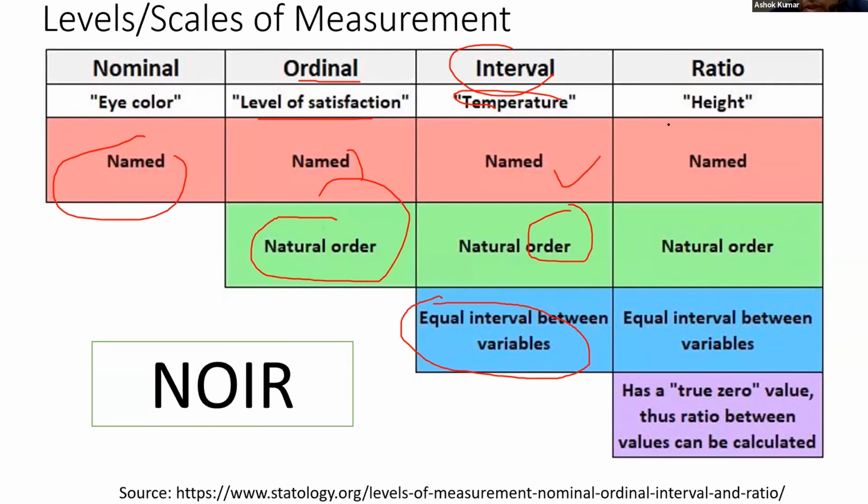When we talk about the ratio scale, that's height, weight, age, systolic BP, diastolic BP, and so on. Age 0 years, nothing exists. Height 0 centimeter, 0 meter, nothing exists. Length 0 kilometer, there is nothing. That is called a true zero or absolute zero. It has a name, height, natural order, interval also, and then it has a true zero and can be a ratio.